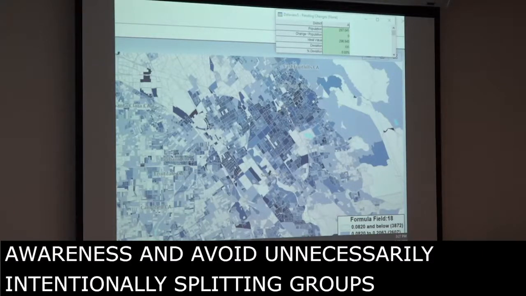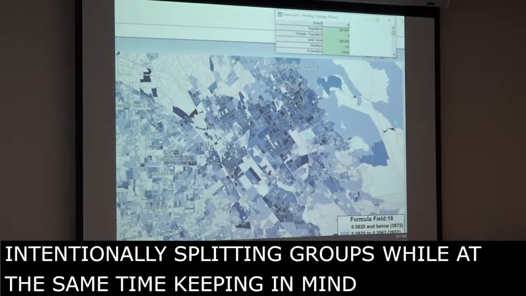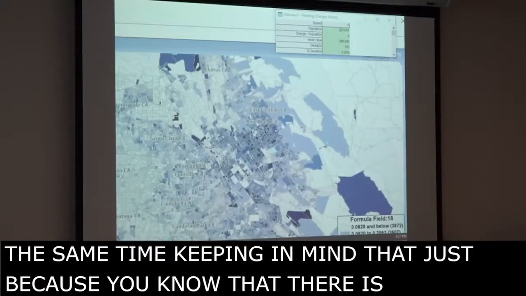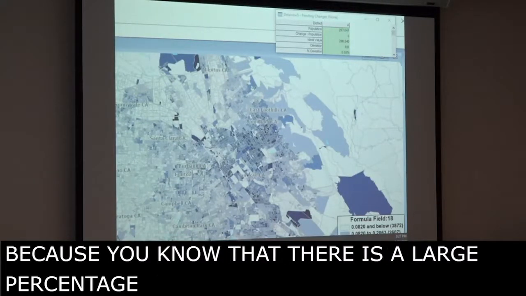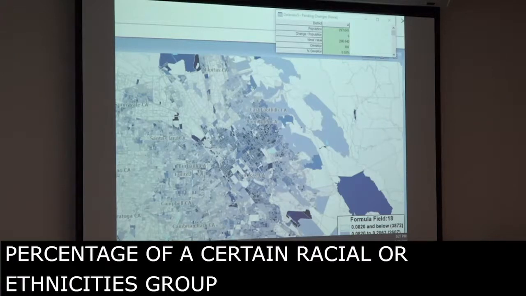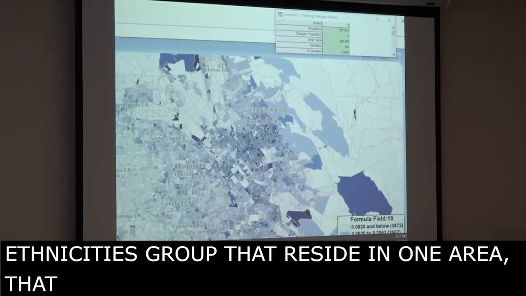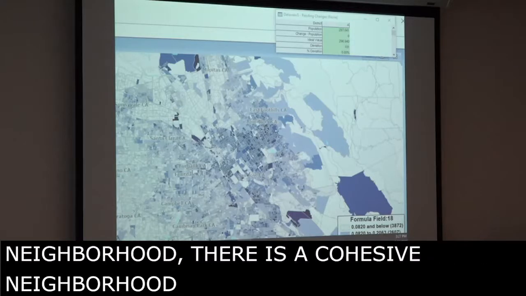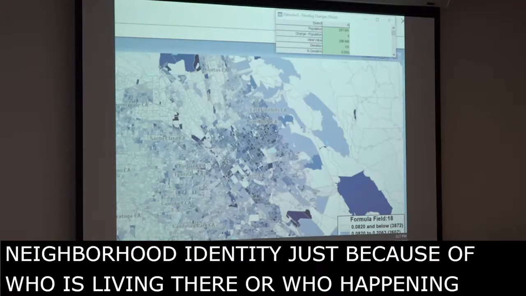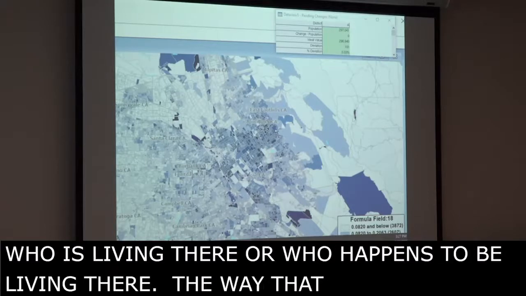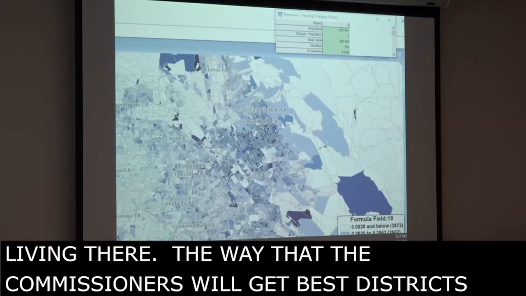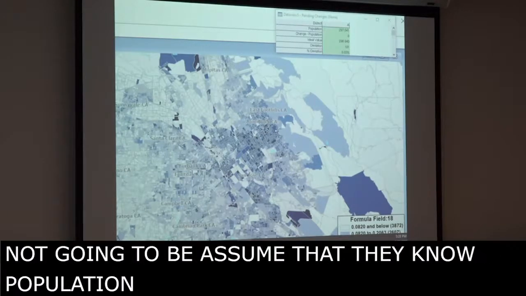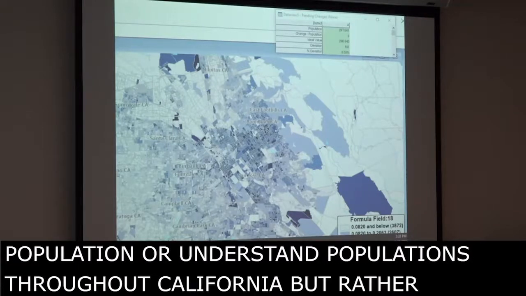while at the same time keeping in mind that just because you know that there is a large percentage of a certain racial or ethnic group residing in one area, that doesn't mean necessarily that in that neighborhood there's a cohesive neighborhood identity just because of who happens to be living there. The way that the commissioners will get the best districts is not going to be to assume that they understand populations throughout California, but rather their best districts will come from responsiveness to community input.